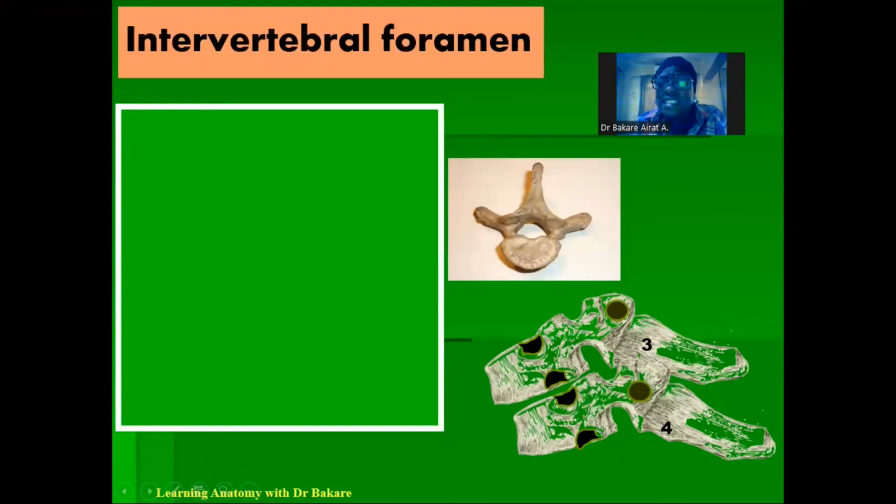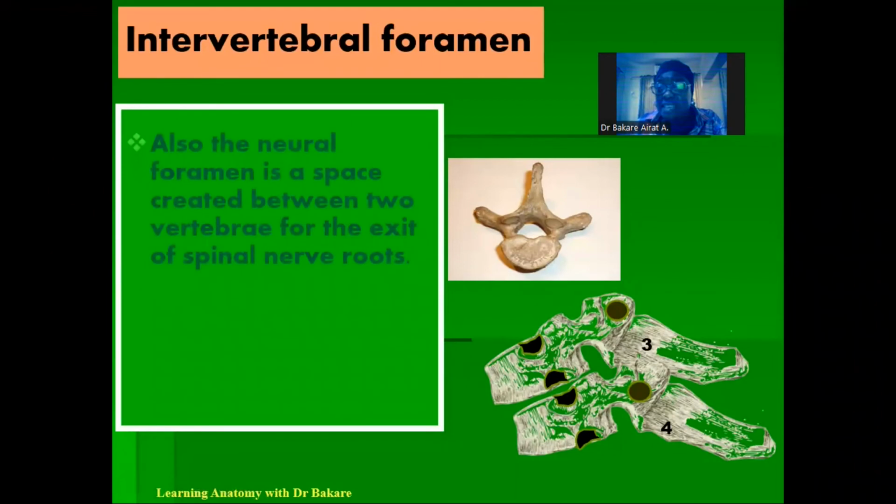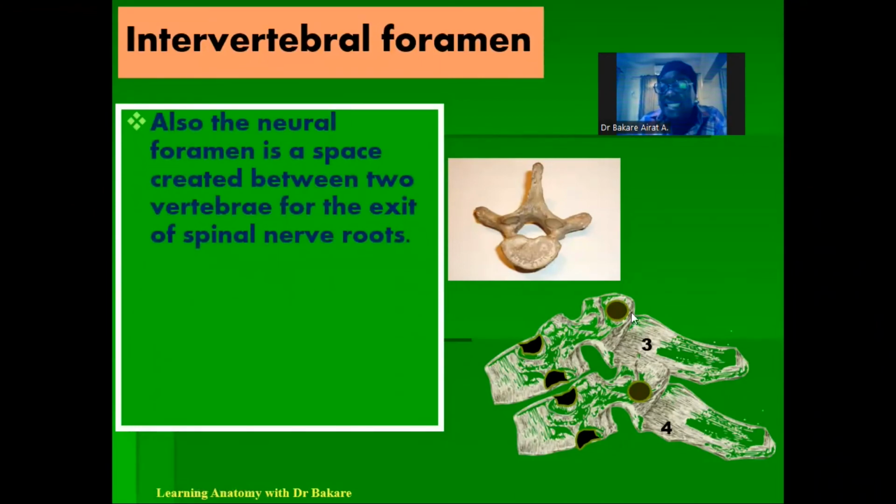So let's look at the intervertebral foramen. Just as the name implies, the foramen that is seen between two thoracic vertebrae. And this is also referred to as the neural foramen because it allows for the exit of the root of the spinal nerve. And it is the space that is created between two thoracic vertebrae.